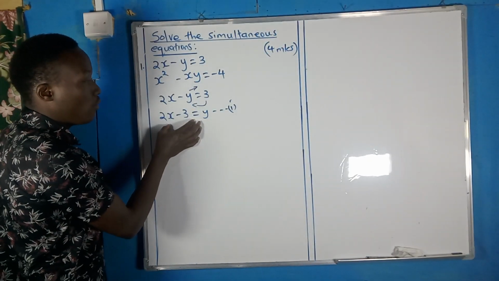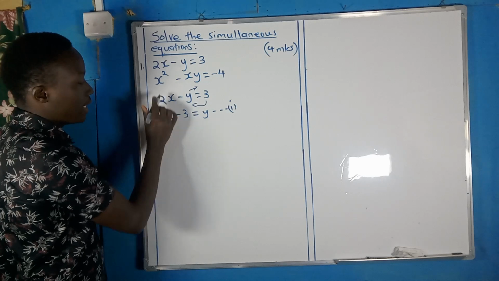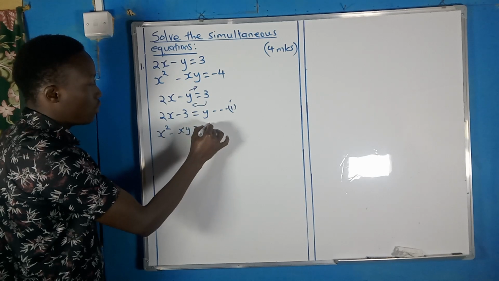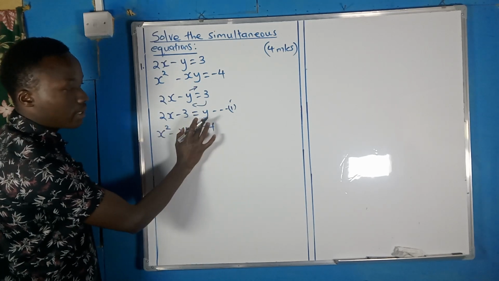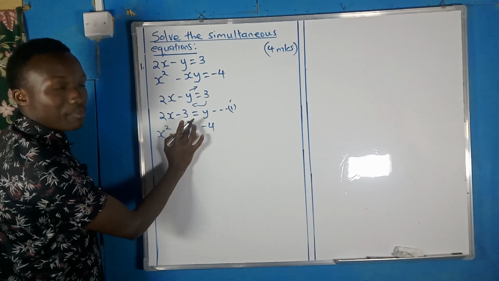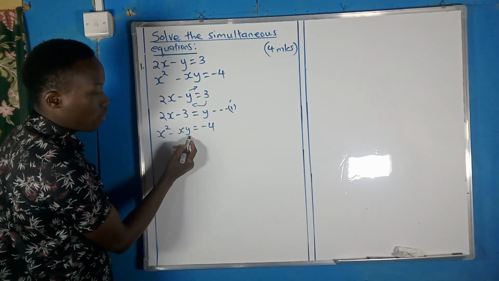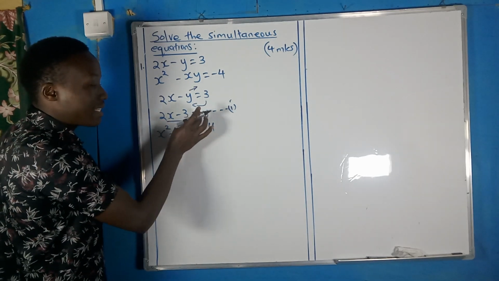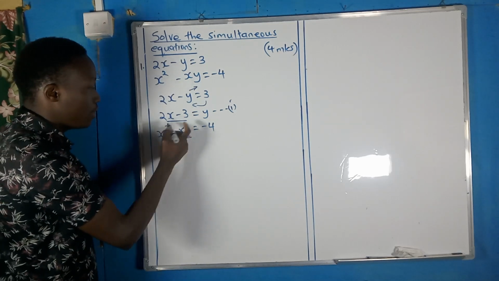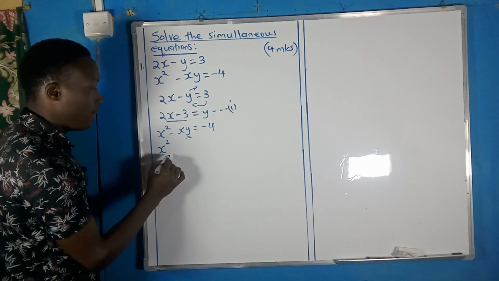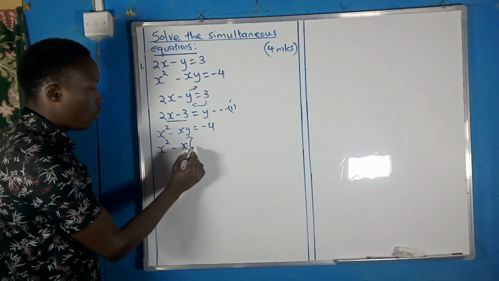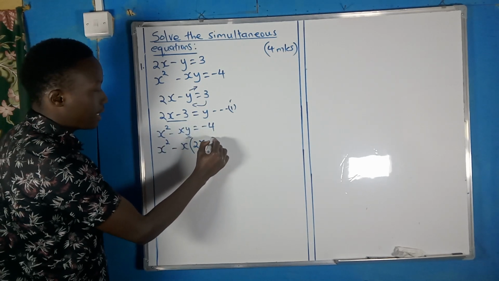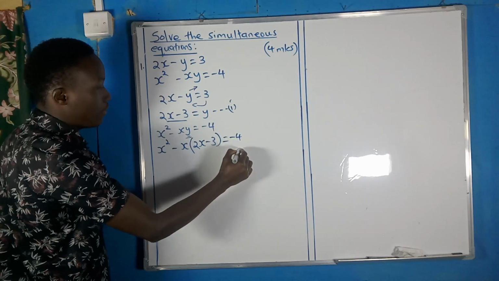And having this as the value of y, we will take our second equation, that is x squared minus xy is equal to negative 4. And we are going to substitute the value of y with 2x minus 3. So we are going to replace the value of y with 2x minus 3 because 2x minus 3 is a substitute of y. So we are going to take x squared minus x, and we substitute it with the value of y, which is 2x minus 3, is equal to negative 4.